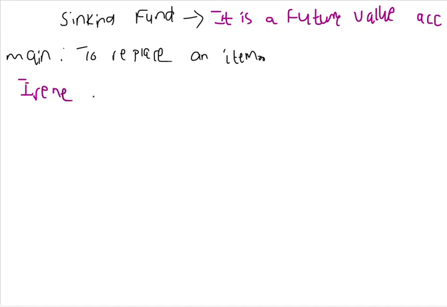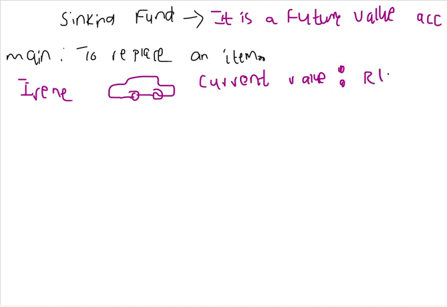Irene owns a car, and the value of the car when it was bought, obviously it has depreciated. So let's say the current value of the car, I'm just going to use simple numbers which we can manage, is 1,000 rands.